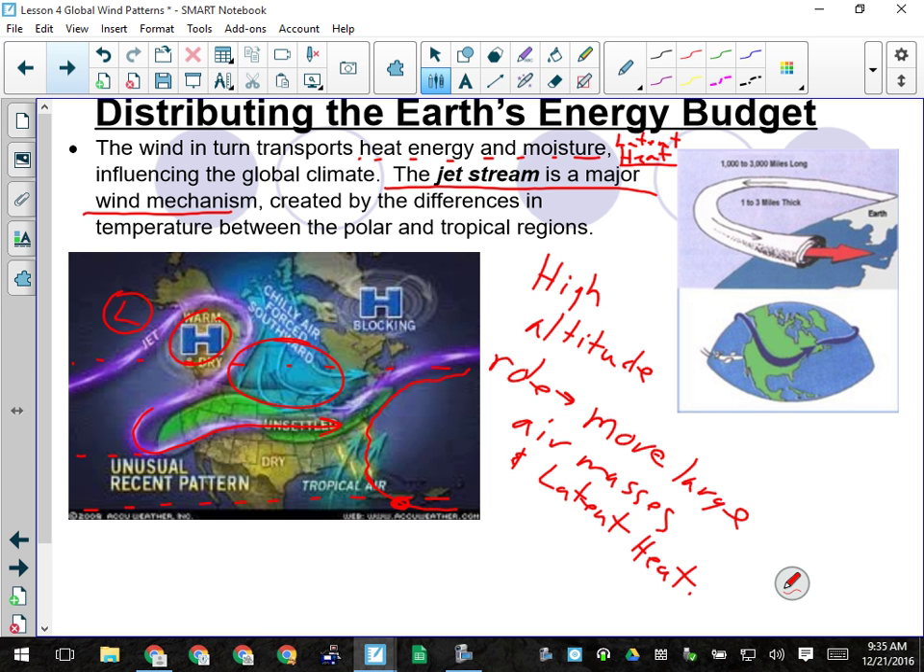Okay, meteorologists are always watching the jet stream. The position of the jet stream is what determines what our weather is going to be like. It is going to determine where air is going to move from.